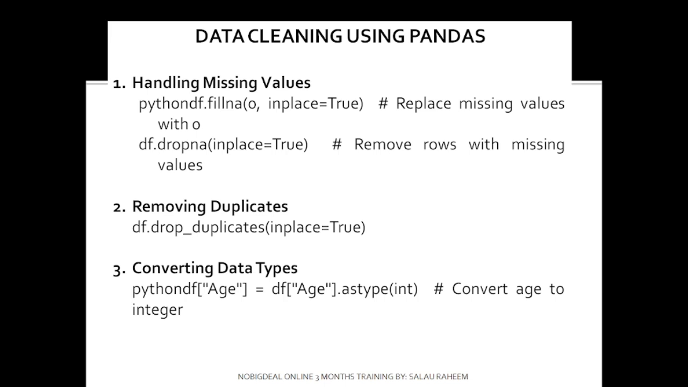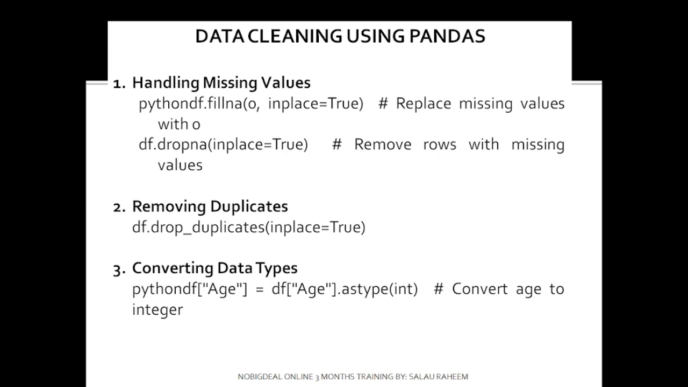So if you are using Python to replace a missing value, we use this particular command, df.fillna, and we will replace it with 0. If the inplace is there, it will be true. So this particular command now will replace the missing values.